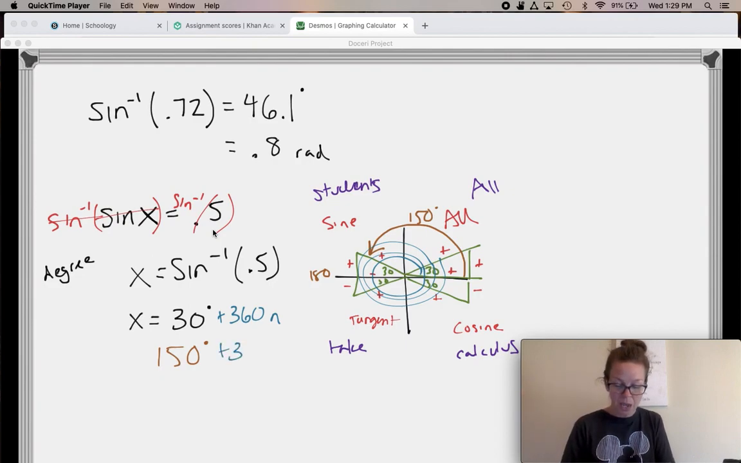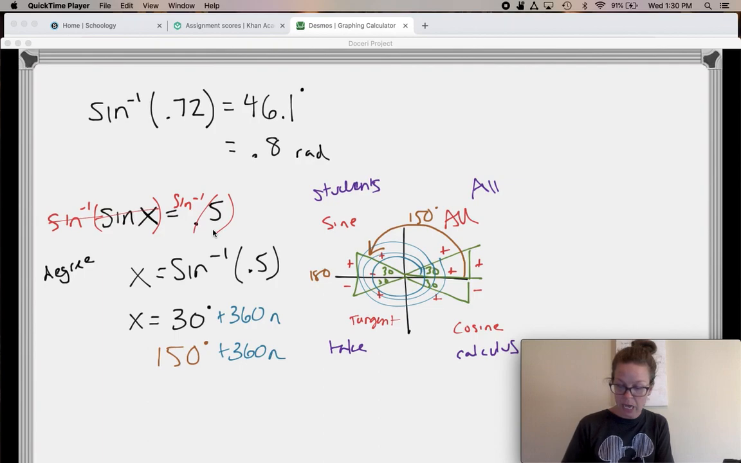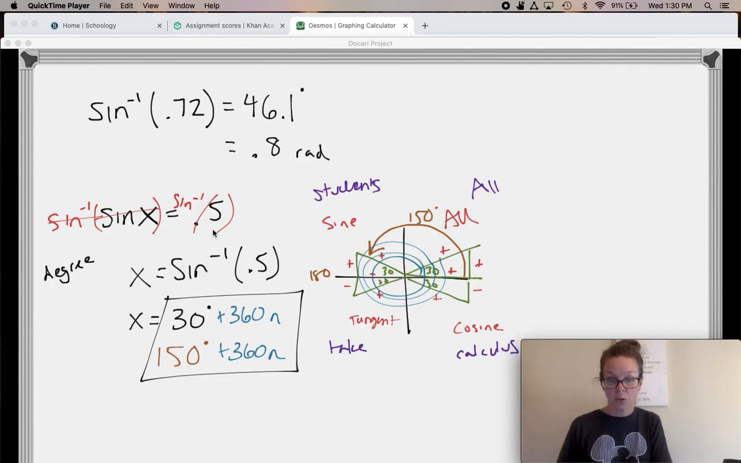So then we're going to add on this plus 360n. And that just means start at 30 degrees, go around a whole circle, go around another circle if you want, go around another circle if you want, and you'll keep finding more answers. Okay, so this is the complete final answer to this question: our answers are 30 degrees plus as many circles as you want, and 150 plus as many circles as you want.